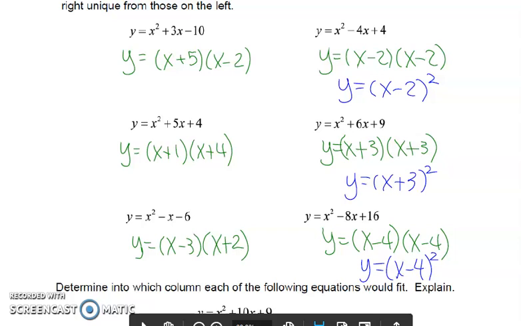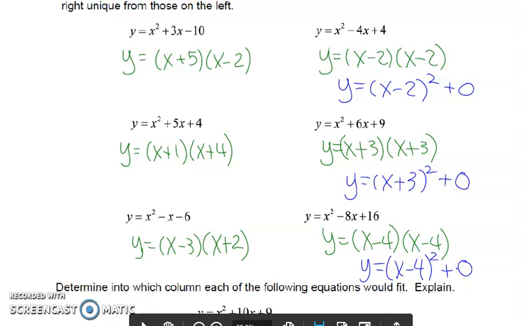By rewriting them with an exponent of 2, we're actually rewriting these in what's called vertex form. In all cases, the y value of the vertex would be 0. But anytime we have y is equal to x minus h quantity squared plus k, that's called vertex form. And so all those equations on the right are in vertex form.